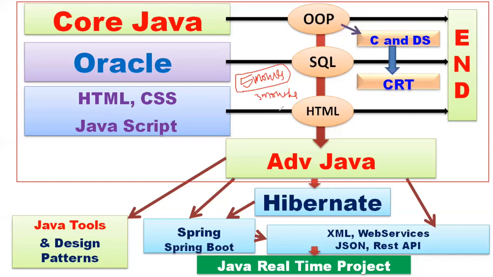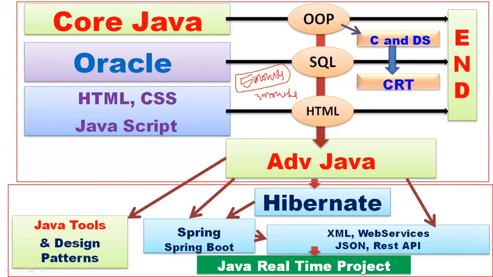After 3 months, Core Java has almost come to an end. Oracle and HTML are already completed. Advanced Java is somewhat completed. 50% of the syllabus will be completed. Then you should start searching for jobs. And while attending interviews, you should also continue the frameworks. Compulsory, even if you are a fresher, you have to attend the frameworks course also.